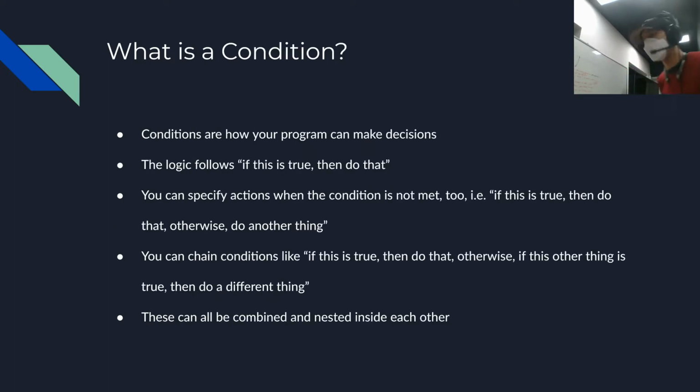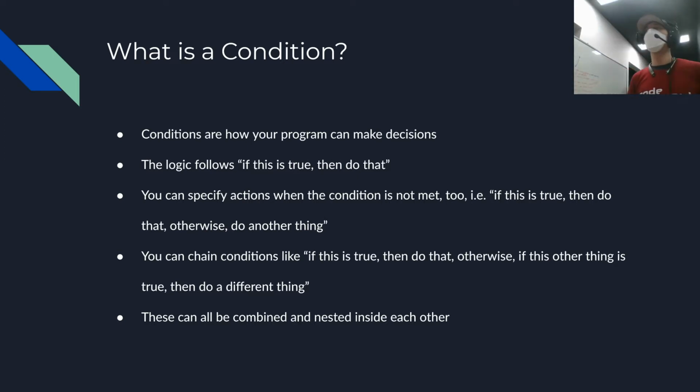So what is a condition? A condition is how your program can make decisions. The logic is very simple, but very powerful. It's how we humans work too. If this, then that. If something is true, then I'm going to do this. Now, in some ways, computers are actually better at this than we are because computers should always behave the same based on how they're programmed. But we don't do that. So you need to be careful with your conditions because it will do exactly what you tell it to do. So make sure to tell it to do the right thing.